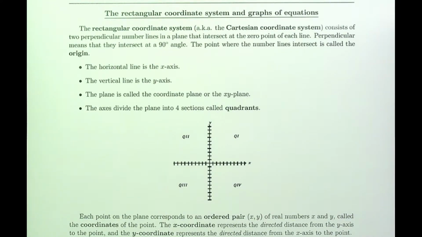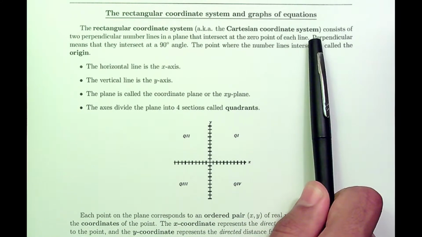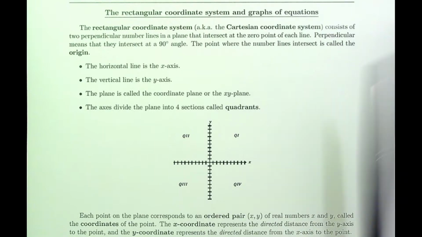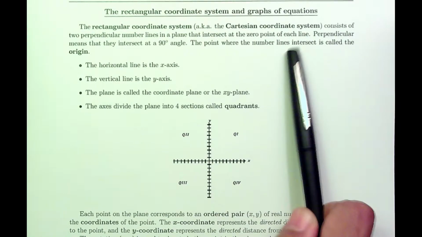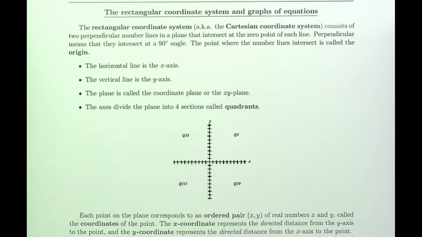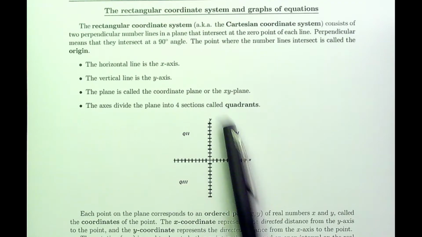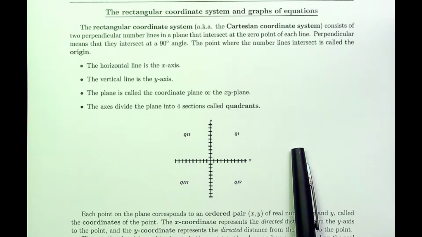From now on, we will be working often with the rectangular coordinate system. The rectangular coordinate system, also known as the Cartesian coordinate system, is, I'm sure you have seen this before, basically two number lines that lie on a plane. We imagine them being on a plane, in that they intersect at the 0 point of each line.